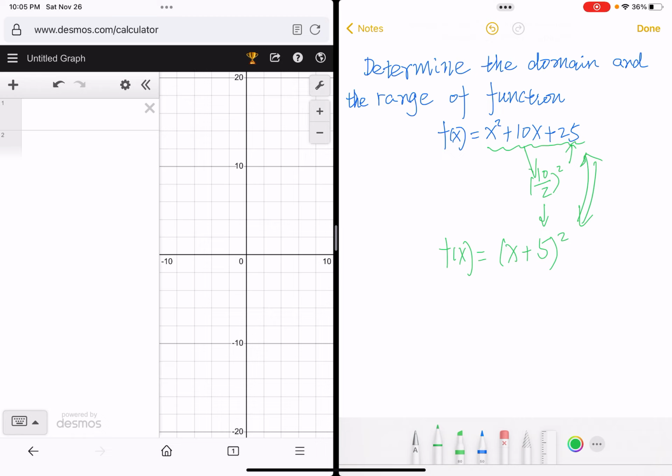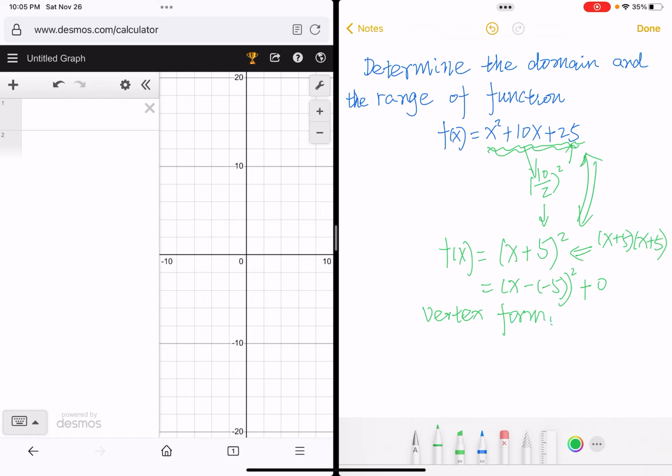You may try it by the FOIL method on this one, because (x plus 5) squared is (x plus 5) times (x plus 5). You will get this one. Okay. Then we know this is actually (x plus 5) squared. You may say plus 0. This is actually the vertex form.